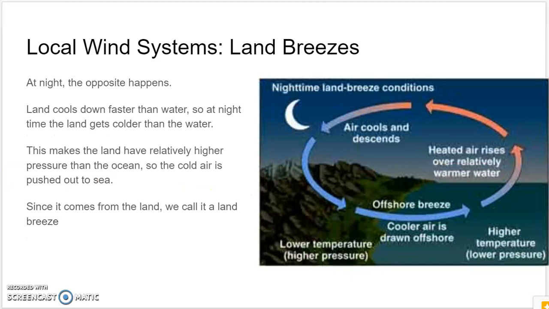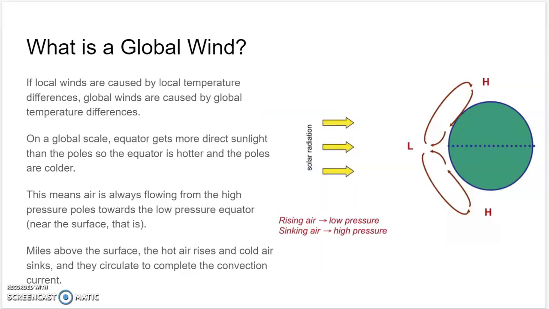Land breezes, the other local wind system we learned about, are the exact same process, opposite direction. At night, they're both cooling down. The ocean cools down, the land cools down, but the land gets colder than the water. So the air here is higher pressure than the water. Air blows from the higher pressure to the lower pressure. So again, this is an example of circulation, convection current, I should say. These convection currents are caused by temperature differences, and we learned that convection is a method of heat transfer. It's all about temperature. Well, global winds on a global scale are caused by global temperature differences.